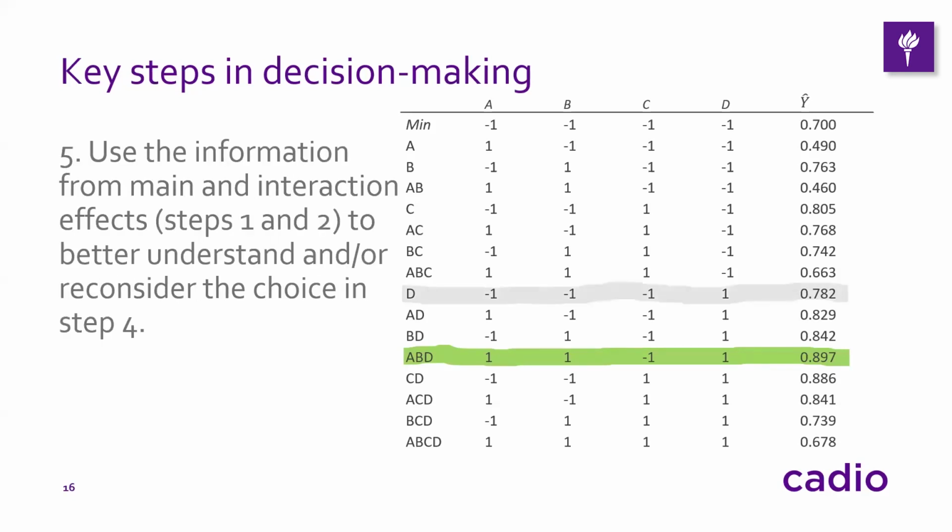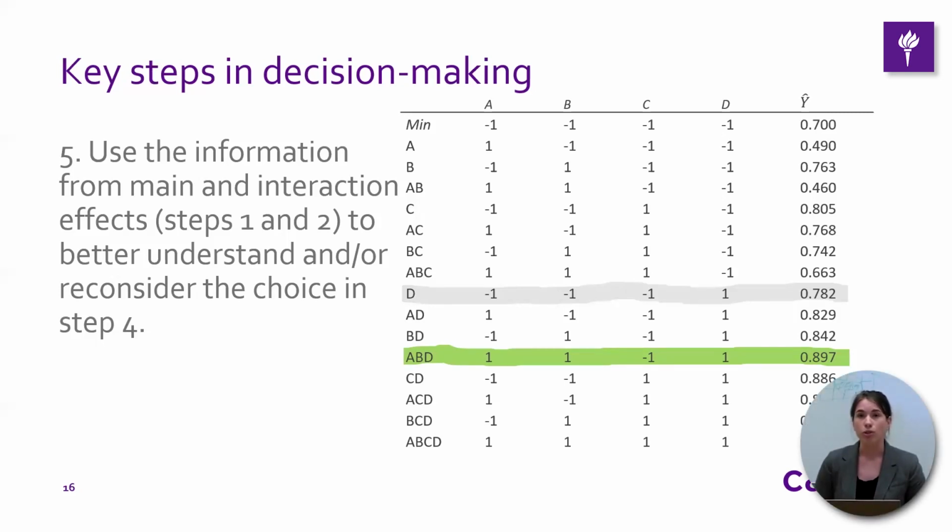But then to use the information from main and interaction effects to better understand this, for one thing, we might note that the intervention that contains A, B, and D does contain D. That was the one that had the important main effect in the desirable direction, so that might not be surprising. I've also included a little highlight for the intervention containing only D, which does not, according to these results, have as large an expected outcome as the intervention that also contains A and B. That could be due to some synergies among A, B, and D.